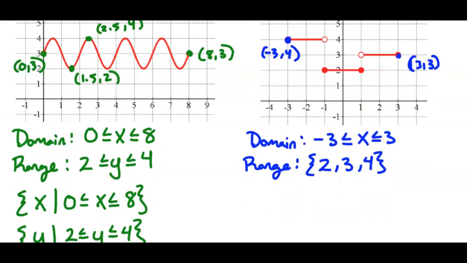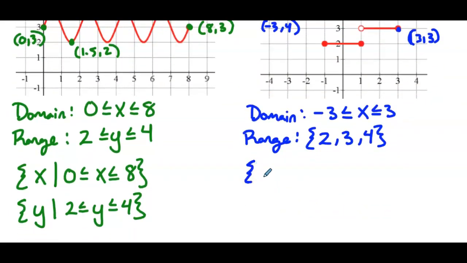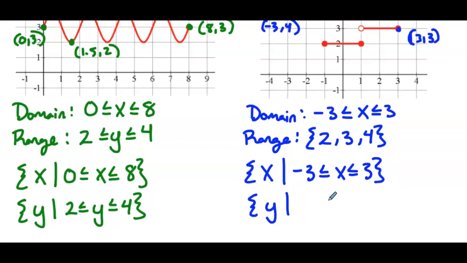So now in set builder notation, the domain x such that -3 is less than or equal to x, which is less than or equal to 3. And for the range, y such that y equals 2, 3, or 4. Or we could literally just write it the same way we did up above. Both of these would be acceptable as set builder notation. Another advantage of the set builder notation, we can just list out values if we need to.